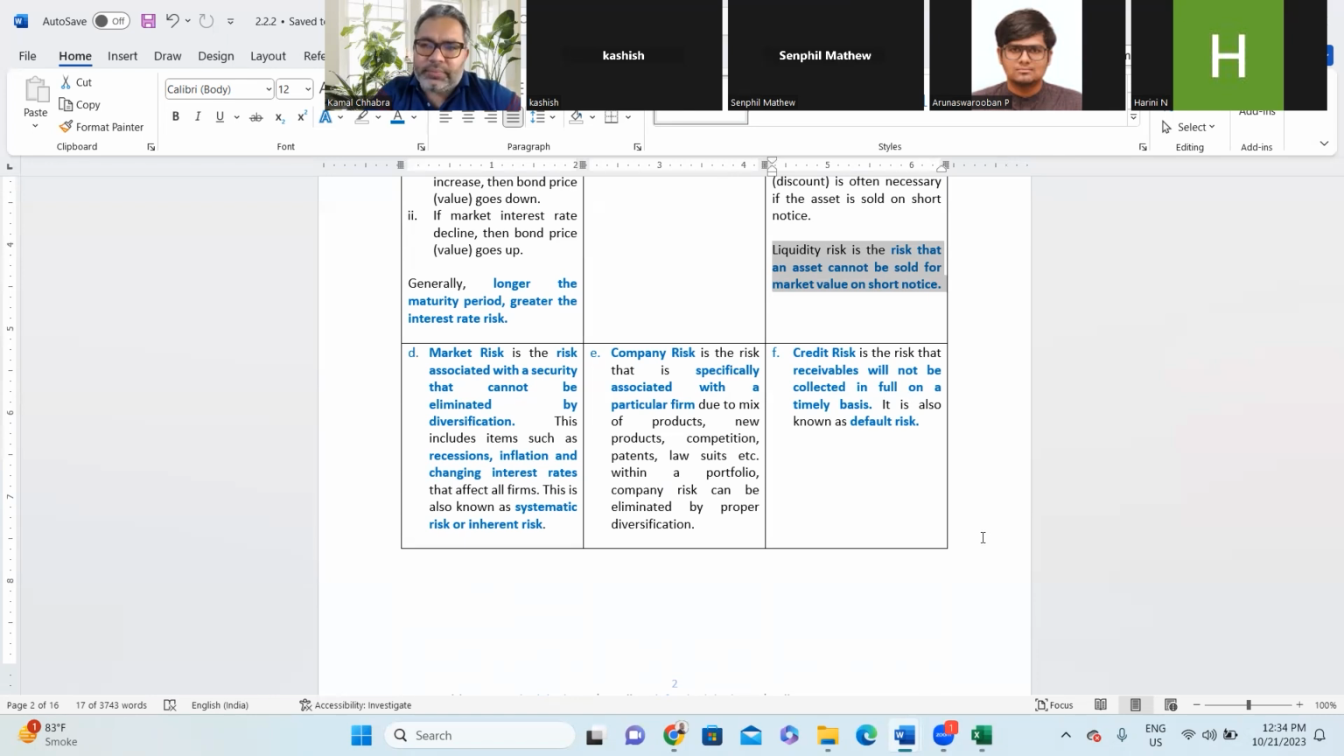Make sense? Sir, does company risk also include external factors? No, it is more of internal factors.